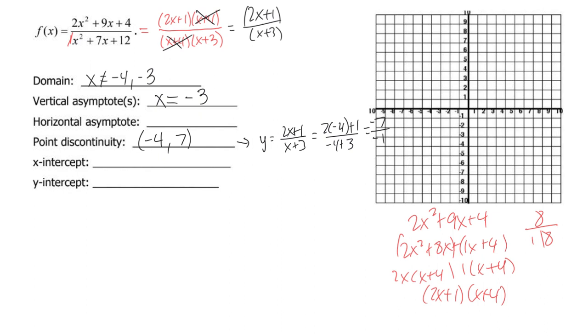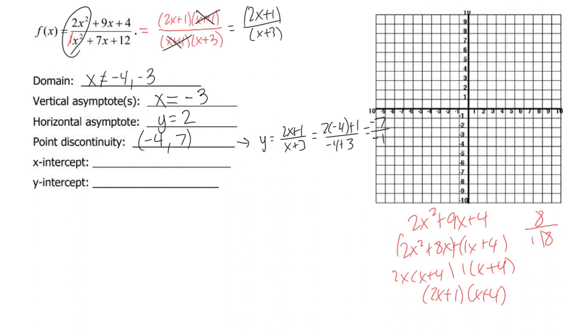The horizontal asymptote is back to the rules. So we have x squared over x squared. That's the same degree, so we divide the coefficients. So 2 over 1, 2x squared over 1x squared is 2.